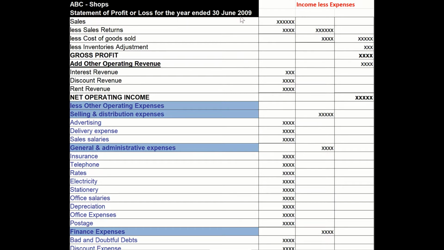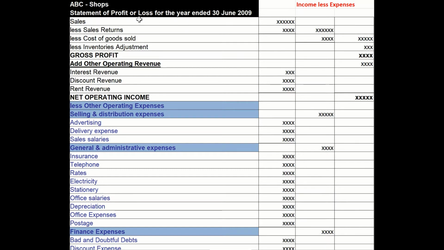Now, in this example, it's after a year. You look at bigger companies and they do it quarterly, every 3 months, right? As I said, this is for year ended. In other words, we want to calculate the profit. So we're going to look at income or revenue less expenses, right? The business name should be on top, then the statement's name, and the date is up there.